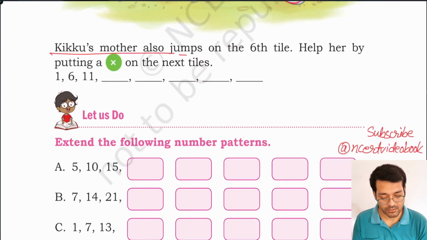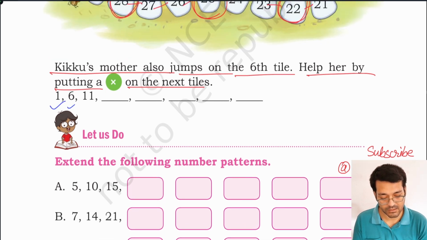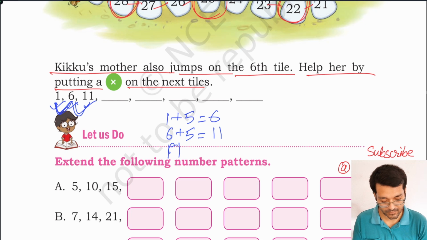Kiku's mother also jumps on the sixth tile. Help her by putting a cross on the next tile. Kiku's mother is jumping like this: 1, 6, 11. Then what is going on here? 5 jumps, then 5 jumps. 1 plus 5 equals 6. 6 plus 5 equals 11. Then 11 plus 5 is equal to 16. And it will go on like this.